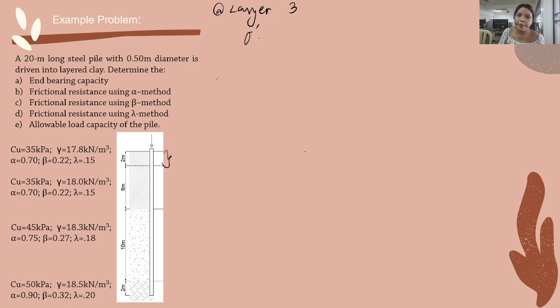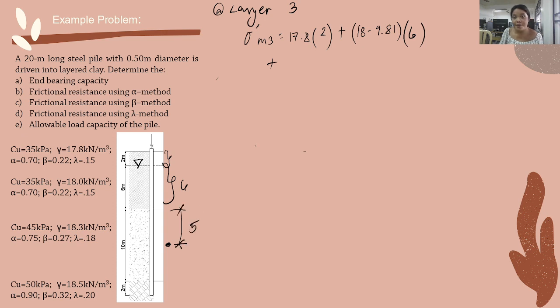So, the sigma prime M3 is equal to 17.8 multiplied by 2 meters plus effective stress nito. So, ilan na yun? 18, minus 9.81 pa rin kasi nga saturated siya dito sa part na yun, multiplied by the total length na. So, 6 meters plus the mid layer or kalahati nitong total height mo dito sa pangatlo, which is 5 meters. So, ilan yung unit weight? That is 18.3. Minusan mo siya ng water, so 9.81, multiplied by kalahati ng 10 meter or 10 over 2.